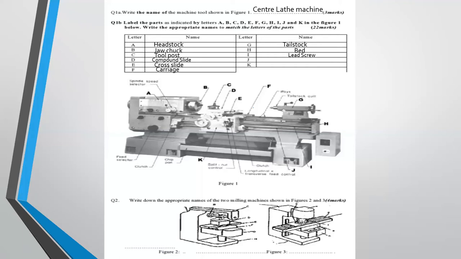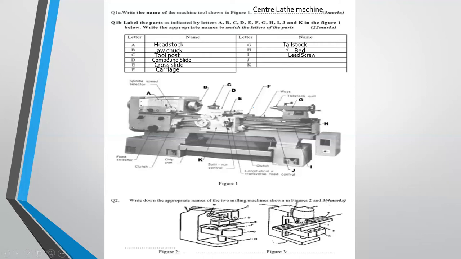So the part D is what? It's a compound slide. That one is used for taking what? Depth of cut when facing. So we just use the compound slide to take depth of cut. You have a cross slide. You also have a carriage. The carriage, it travels over the what? The bed. This is the lathe bed. And this is what? Carriage. The carriage is what? F. So it travels over what?